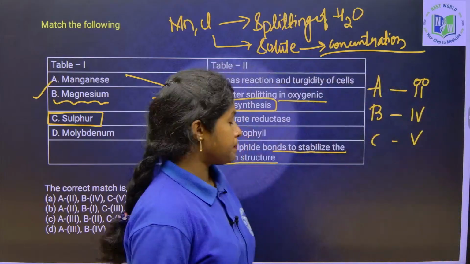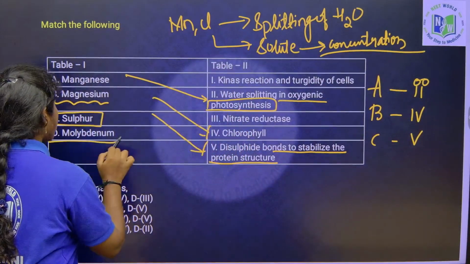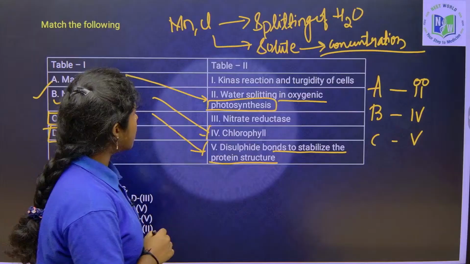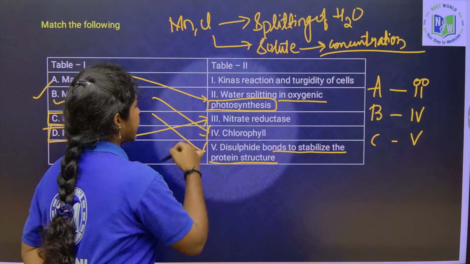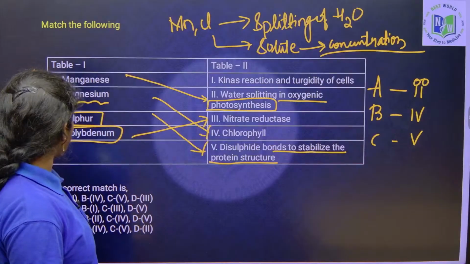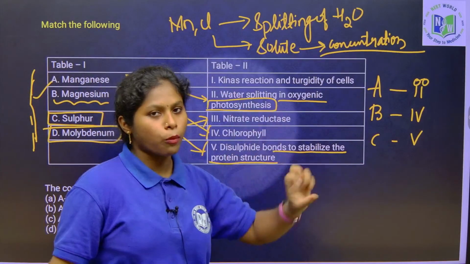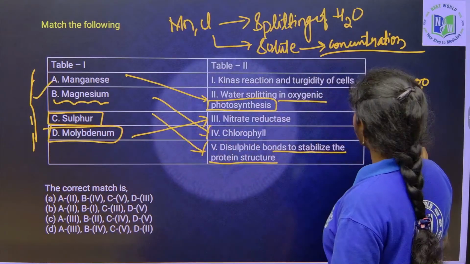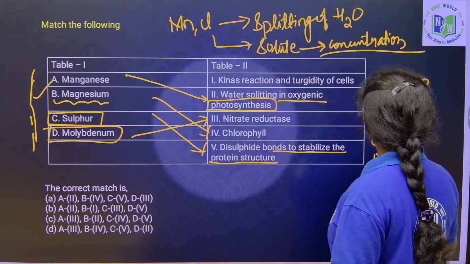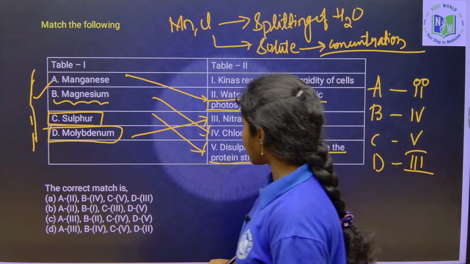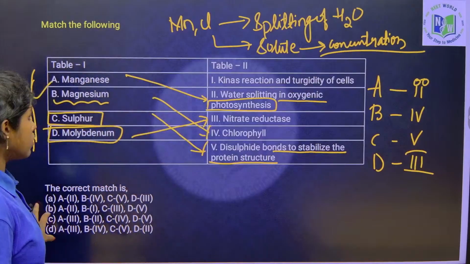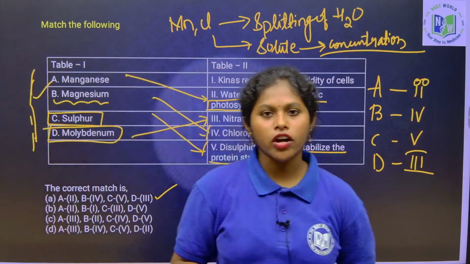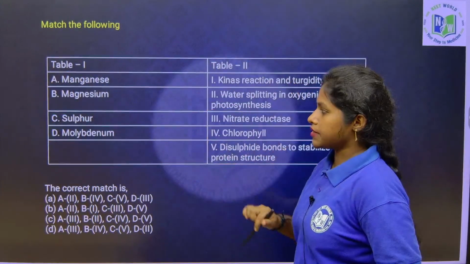Now coming to molybdenum. We all know that molybdenum is one of the main components of the nitrogenase enzyme, and it is also a cofactor for nitrate reductase. Okay, see here they have given 4 options in the table, and in table 2 they have given 5 options. We have to match them correctly. So for molybdenum the option is 3. See, is the option there, students? A is 2, B is 4, C is 5 and D is 3. So the first option is the correct option. Got it, students? So you have to remember like this.